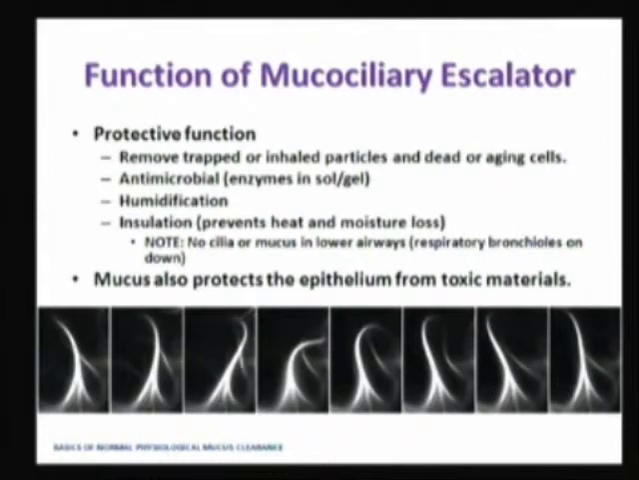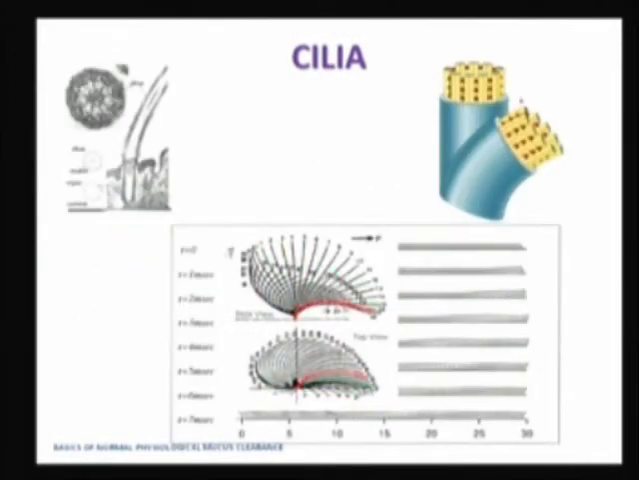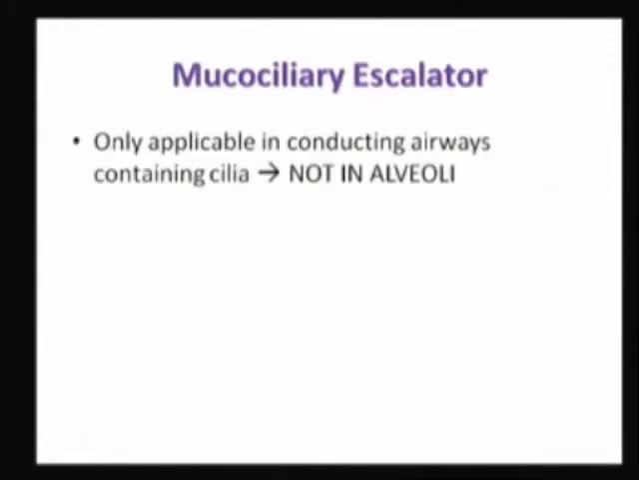The protective function of the cilia, I know it's introductory, but I need it to explain our point of view. Its protective function is to remove trapped and inhaled particles, antimicrobial, humidification, and insulation. Mucus also protects the epithelial cells from toxic materials. This is the action of the cilia that we can see from the top and from the lateral view. It takes around 7 milliseconds to do the whole range of it.